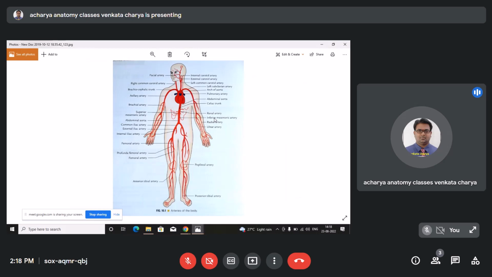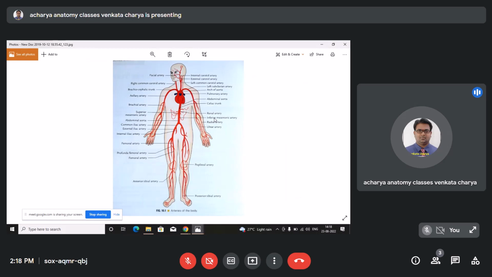So whenever the right atrium is filled with blood, there is the presence of the tricuspid valve. So the tricuspid valve opens. Whenever it opens, the right atrium blood drains into the right ventricle.